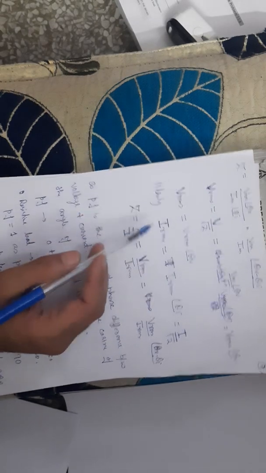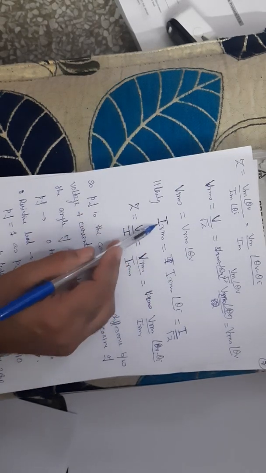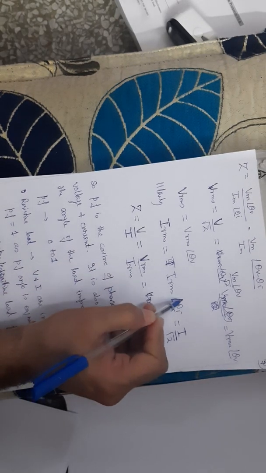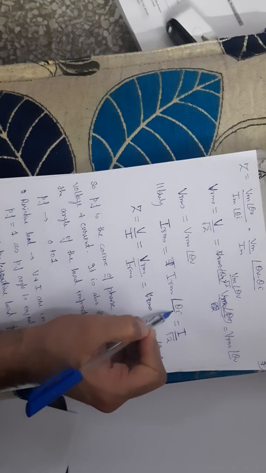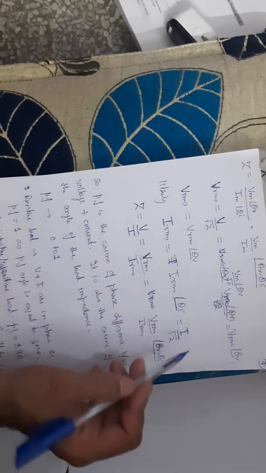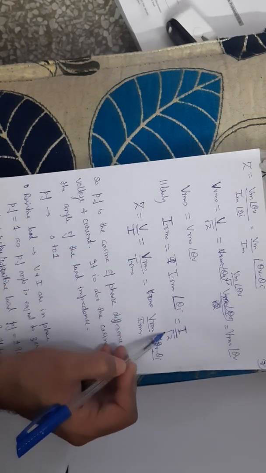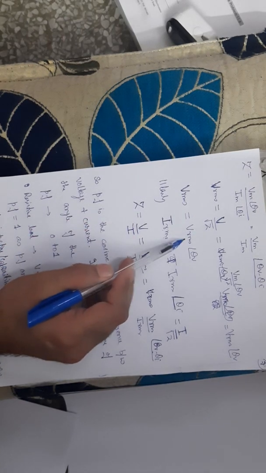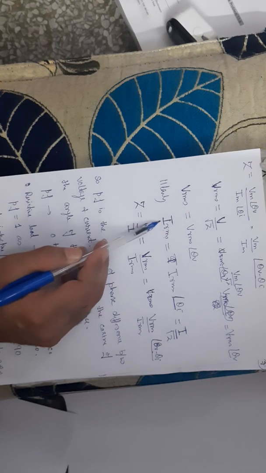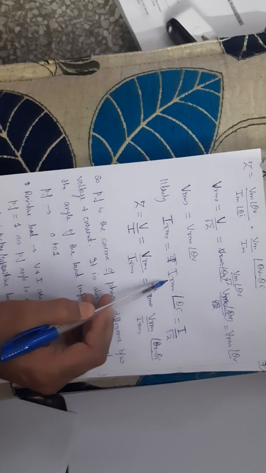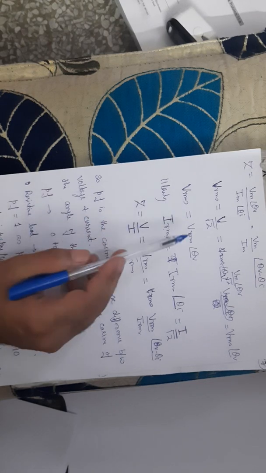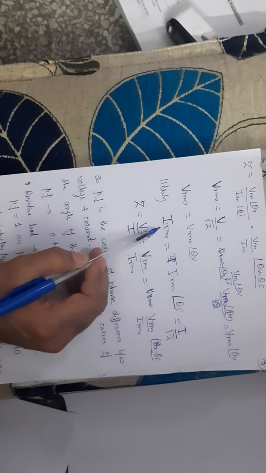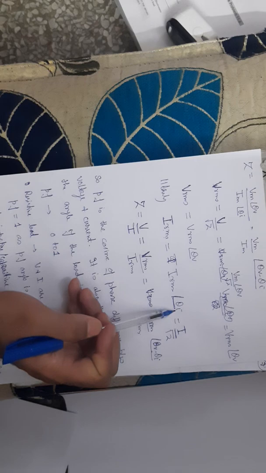Similarly, what is Irms? Irms in phasor form will be Irms angle theta I, which is nothing but I phasor divided by root 2. So this is how we obtain the RMS voltage in phasor form from the simple RMS voltage, and the RMS current in phasor form from the simple RMS current: the simple RMS voltage with angle theta v, and the simple RMS current with angle theta I.